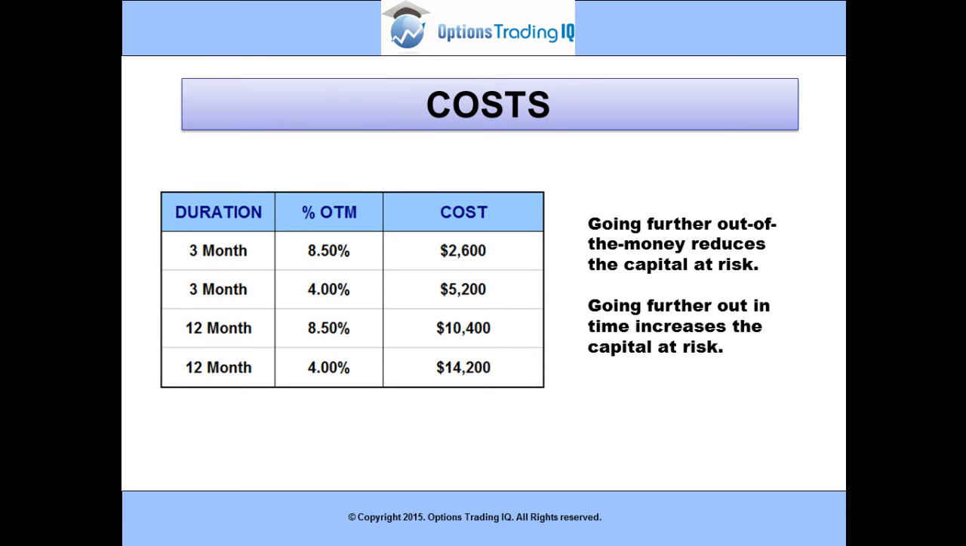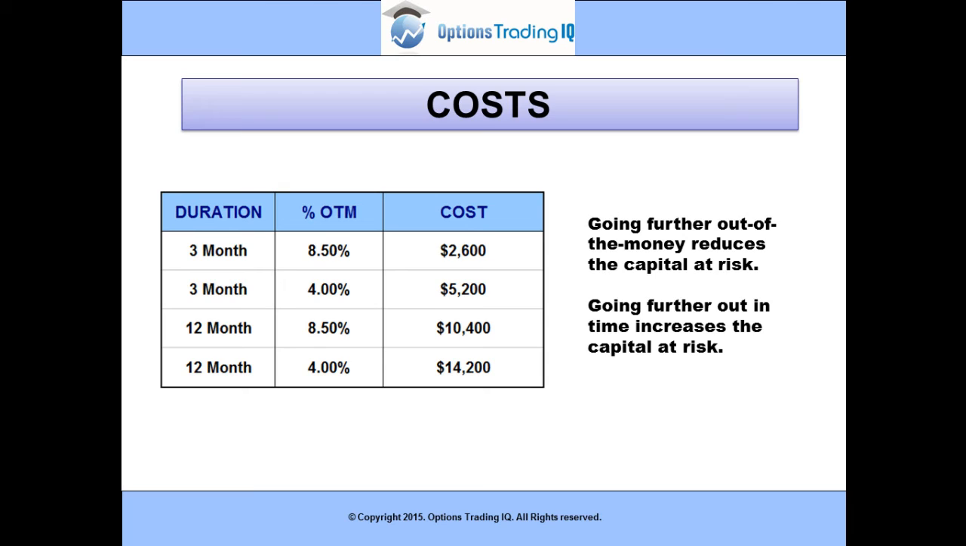So the costs of these trades, going further out of the money reduces the capital at risk and the cost that you have to put into the trade. So here the 3-month examples are 8.5% away, but half the price of going 4% away, so 2,600 as opposed to 5,200. If we go out to 12 months, so going out further in time, it increases the capital at risk. So you're paying for that time premium.